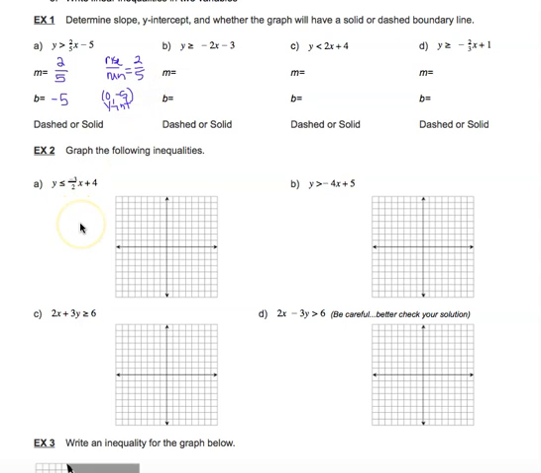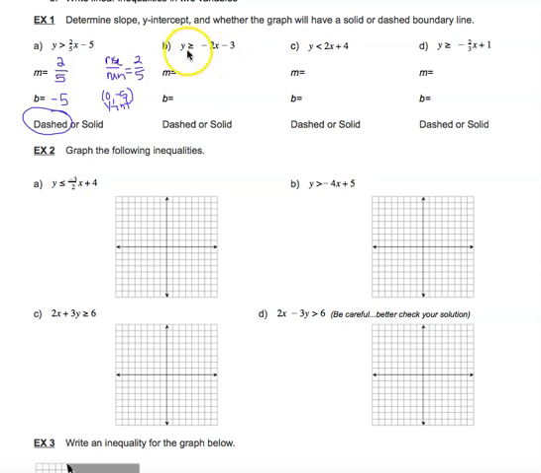Remember, if you need to look back at the last set of notes, you can. In those notes, we list out which ones form a dashed boundary line and which ones form a solid. Because this is a plain greater than, no equals, that means this one would be dashed.